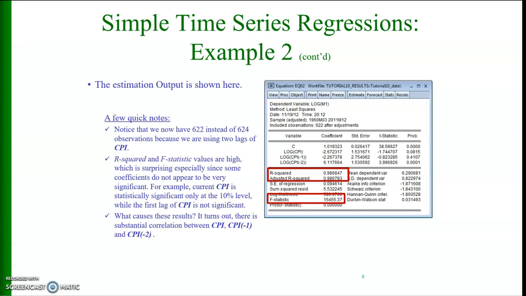The R squared and the F statistic values are very high, and that is surprising, especially since some coefficients do not appear to be very significant. For example, the coefficient for the log CPI is not significant, and the coefficient for the first lag is also not significant at the 5% level. So what causes these results? It turns out that there is a substantial correlation between CPI with its first lag and CPI with its two lags.